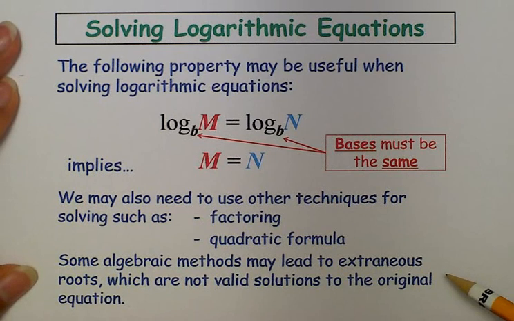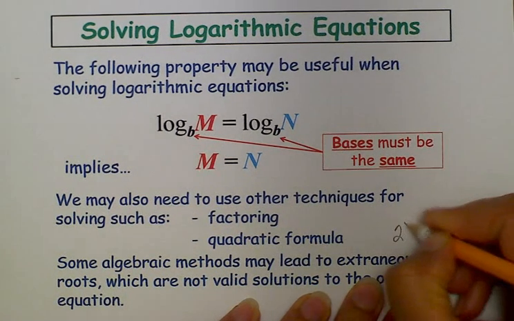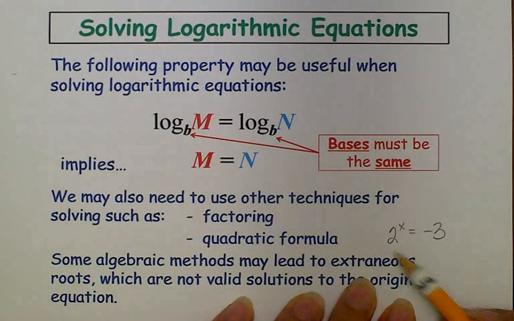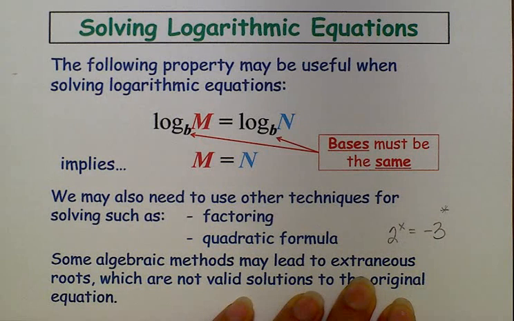Okay, another key thing to remember is that oftentimes you may get an extraneous root, and so some algebraic methods may lead to extraneous roots, which are solutions that are not valid to the original equation. So for example, you may end up getting something like 2 to the exponent x equals negative 3, and we know that there's no value of x that will ever make the statement true. No power can ever give you a negative result. Okay, so those are some of the things that we know will lead to an extraneous root.